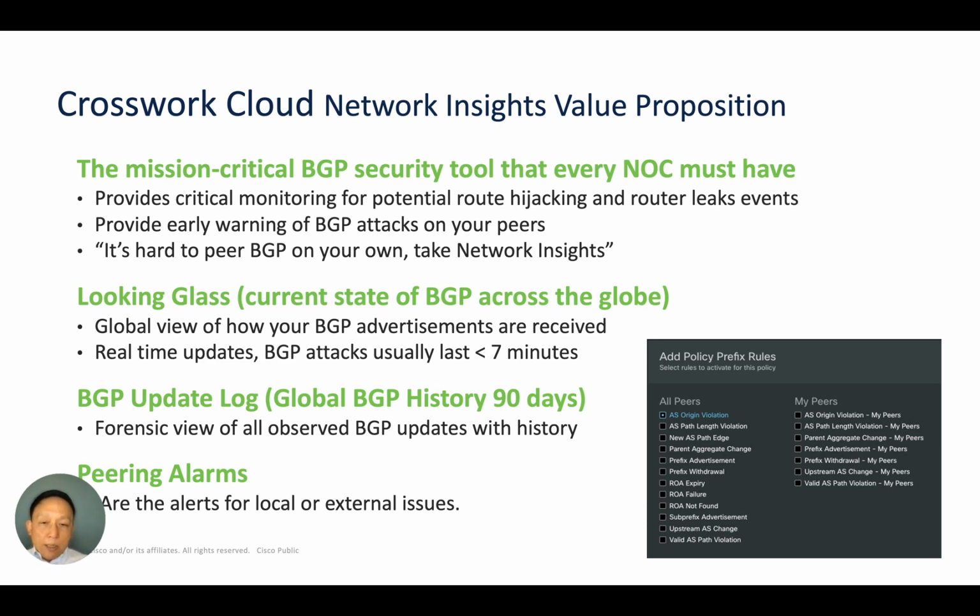So Crosswork Cloud provides real-time network updates, BGP updates, and then we keep track of that for 90 days so that you can go back and do some forensic analysis to find out what happened, because you know what happened, but you want to find out why it happened. And also peering alarms, you can see on the right-hand side. Sometimes you have to go in and figure out, hey, was that a global event somebody did to me, or is this a local event?